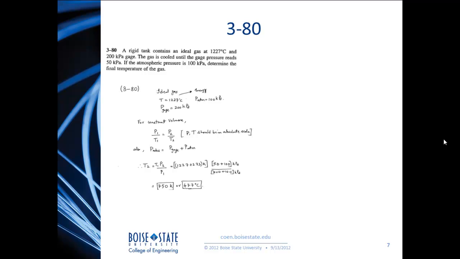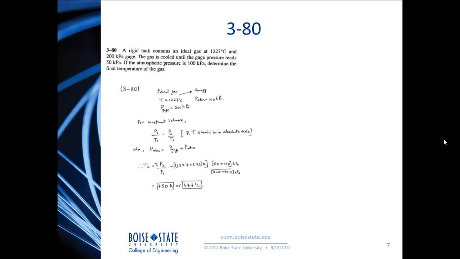So in this process, energy is leaving the system, and T1 is 1227 degrees C, and we are given the atmospheric pressure and the gauge pressure. Since it's a rigid container, we can consider this as a constant specific volume process. From the ideal gas law, we can determine that P1 over T1 should be equal to P2 over T2. And remember, in the ideal gas law, the pressure and temperature have to be in absolute scale.